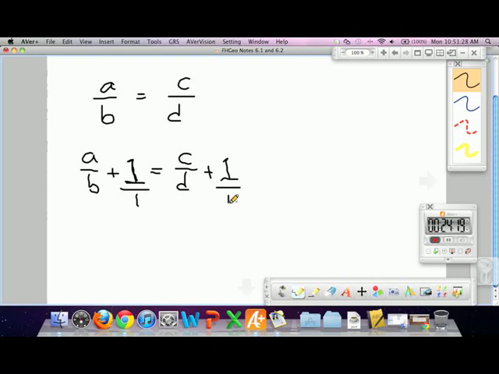I get A over B plus B over itself. Notice this is 1. Something divided by itself is 1. Equals C over D plus, we'll do the same trick. This expression, anything divided by itself is just 1. Now I have a common denominator. So now I can actually add these expressions together.